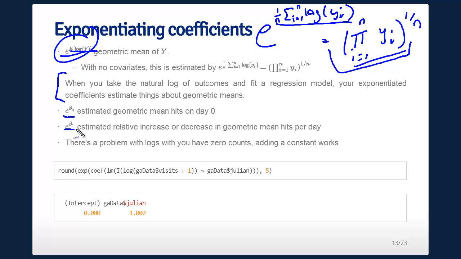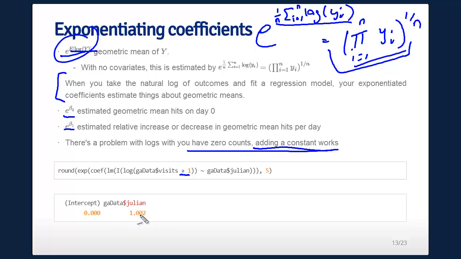There's a problem with logging the outcome if you have 0 counts, and in fact, this is a problem in this particular data set. The thing that people often do is they just add a little constant. So instead of modeling visits, it's visit plus 1 or plus 0.5 or something like that. The problem with that, of course, is that the interpretation is no longer the estimated relative increase or decrease in geometric mean hits per day, it's the estimated relative increase or decrease in geometric mean hits plus 1 per day. And so it messes up the interpretation a little bit, but for the time being, let's forget about that and just interpret this as if we didn't add the plus 1.